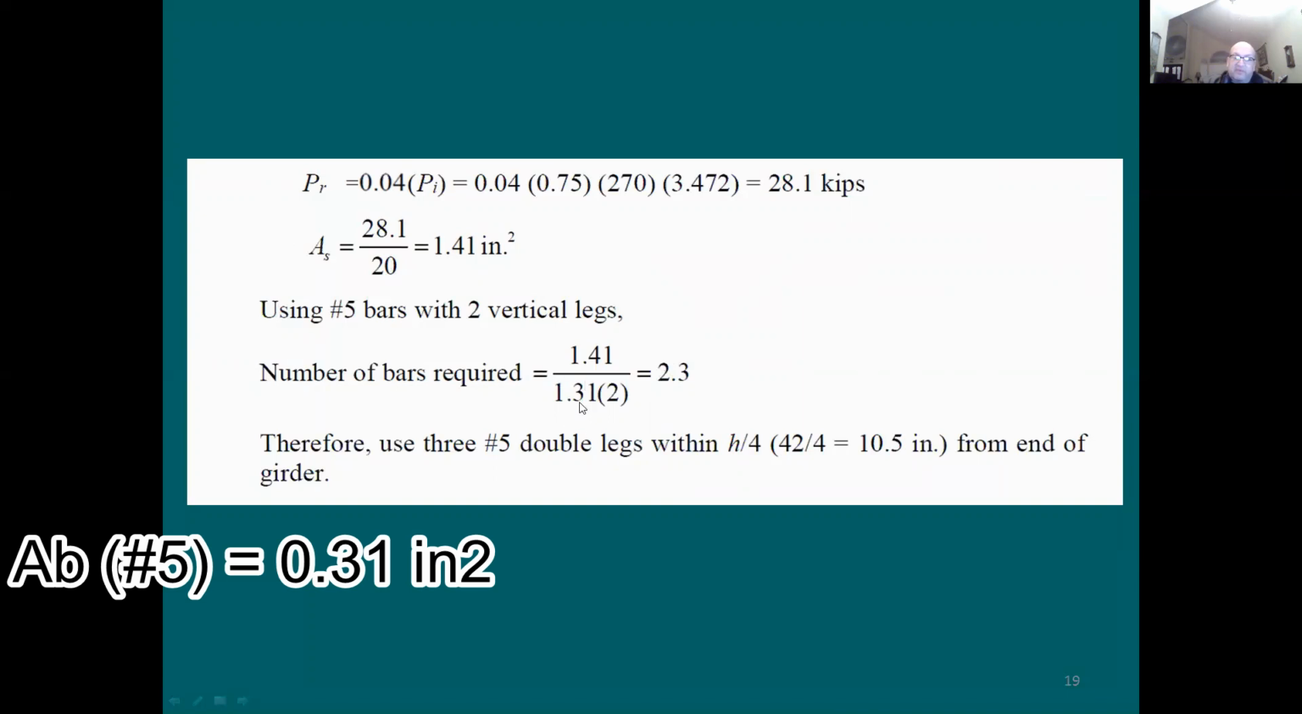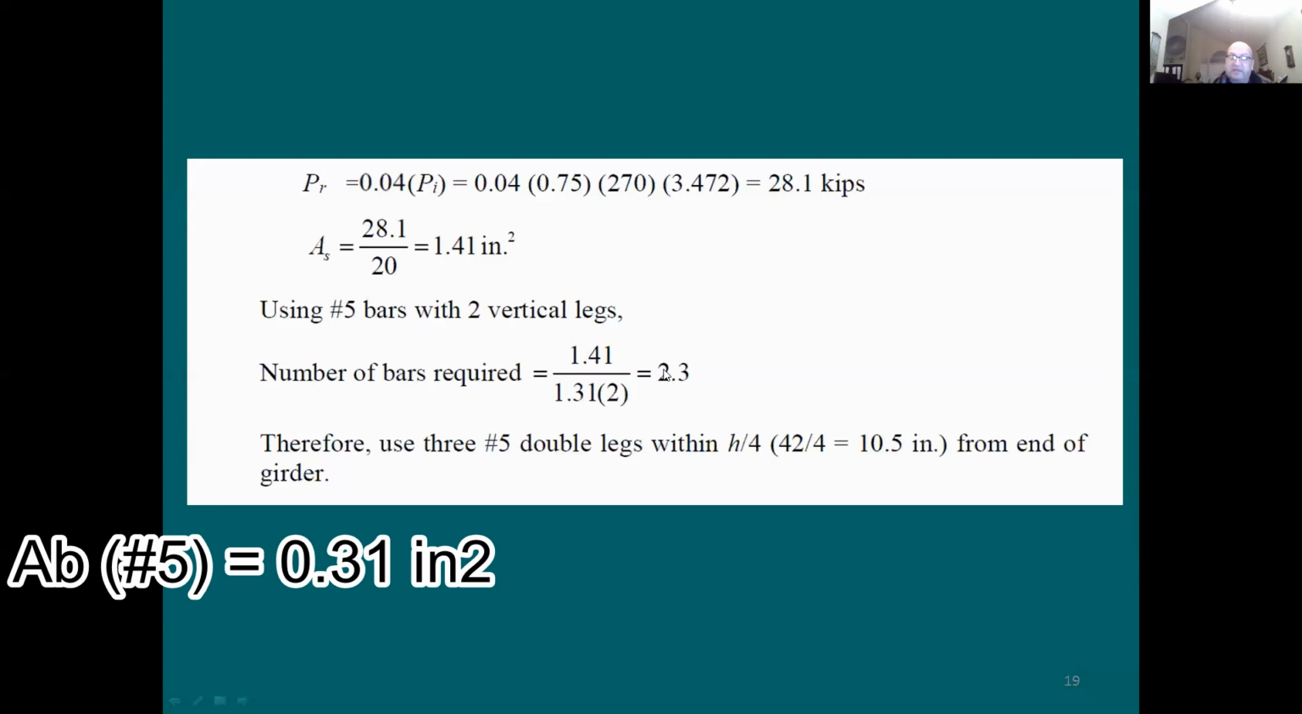There's a typo here from the reference book that I used. It says here it's going to be 1.31. This should have been only 0.31 times 2. And look at this, the mistake is very obvious. If you take 1.41, divide this by 2, divide by 1.31, you should end up with a number which is going to be less than 1. It's just a typo because number 5 rebar has a cross-section area of 0.31 square inches. You should see here 0.31 times 2 because you have 2 legs.